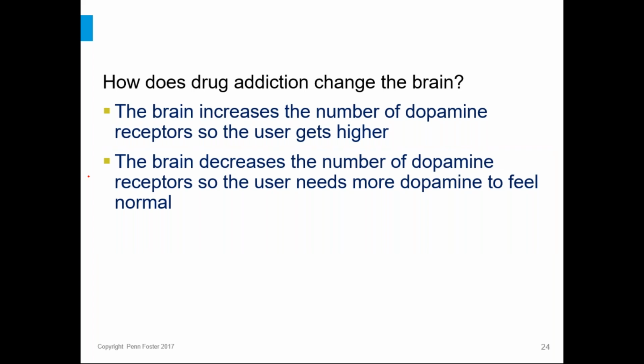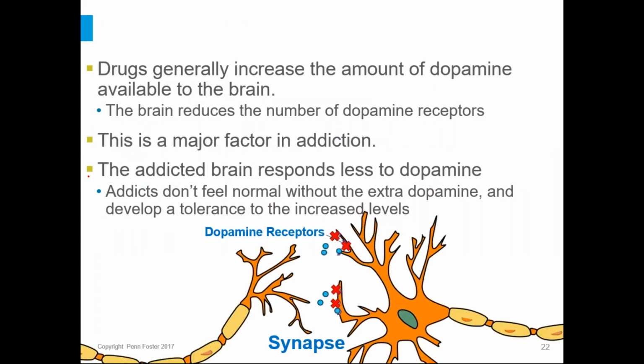Which I showed with this little diagram, how all of these dopamine receptors are supposed to be open, but when addiction happens, the brain starts shutting off dopamine receptors so that the dopamine's still being released, but most of it can't be received anywhere and cause any reaction.